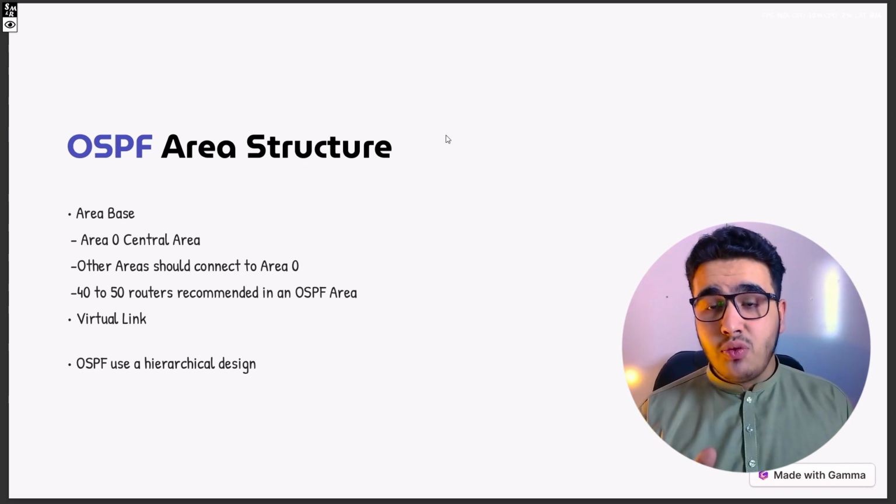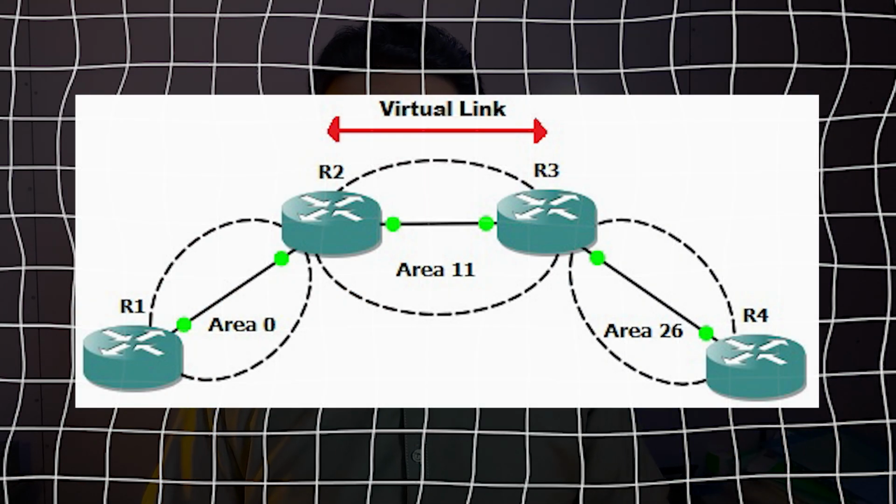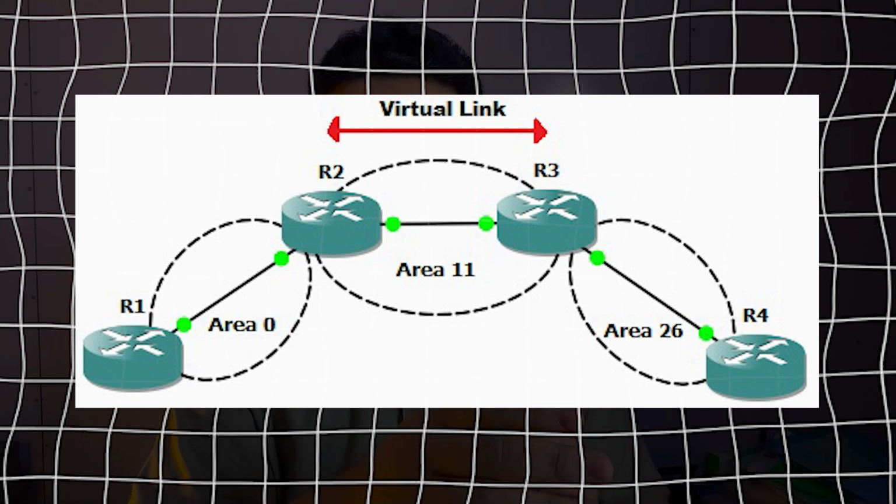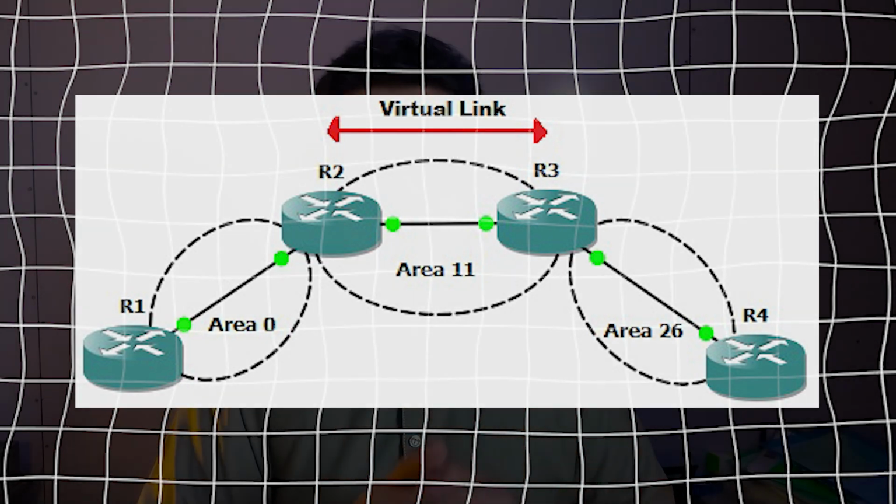For those areas, we use a virtual link. What is a virtual link? A virtual link is like a bridge, and it makes the area think that it is directly connected to area 0, but it is not connected directly. It just works like a bridge, where we connect one area to another area, and that area is used as a bridge to connect us to the main area, area 0, which I will explain in the configuration in the next video.